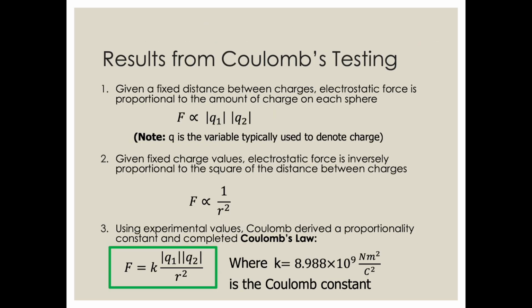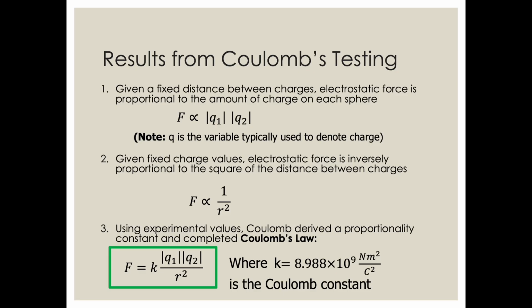So the results from Coulomb's testing showed that the force between 2 point charges is proportional to the charge on each of the charges. Or in other words, the force between them is proportional to the absolute value of the product of the two charges. Also, the force is inversely proportional to the square of the distance between the charges.